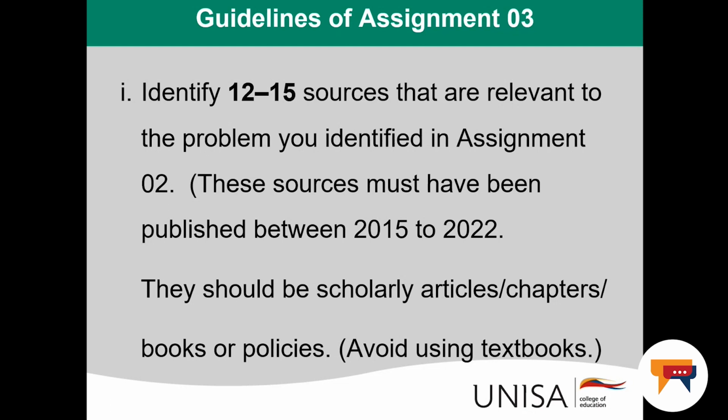These sources should include scholarly articles, book chapters, or policies. Avoid using textbooks. Why should we avoid using textbooks? A good literature review should come from scholarly books, scholarly articles, and scholarly book chapters, not textbooks.